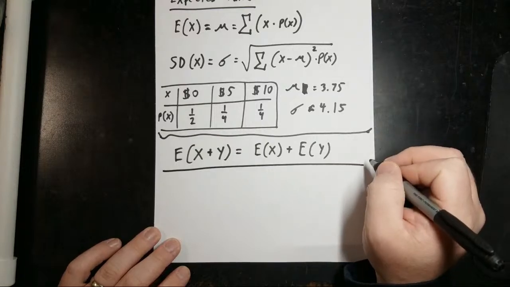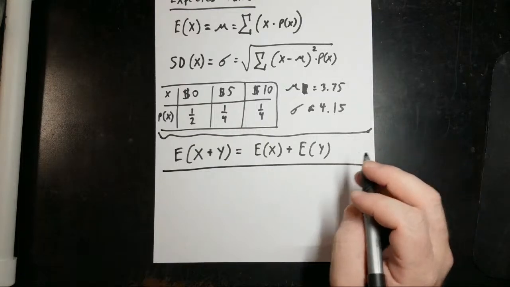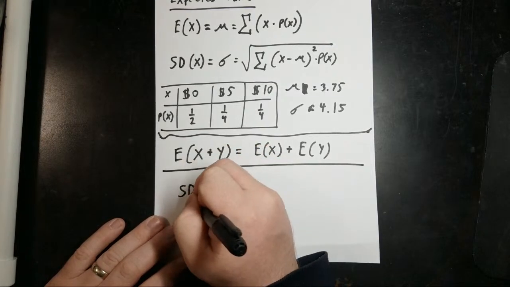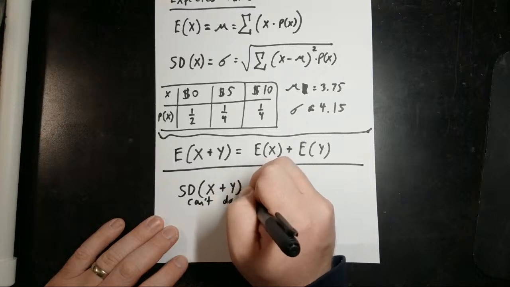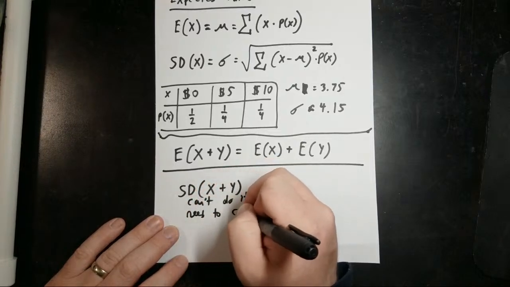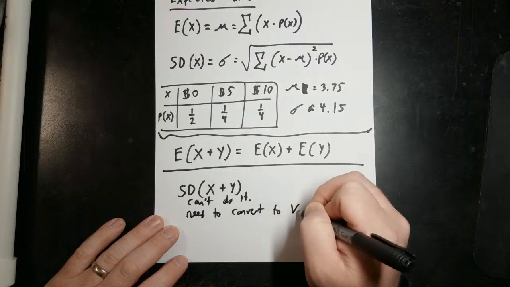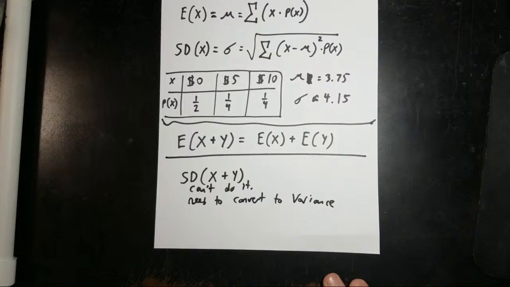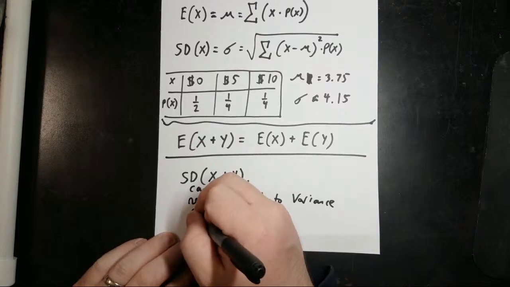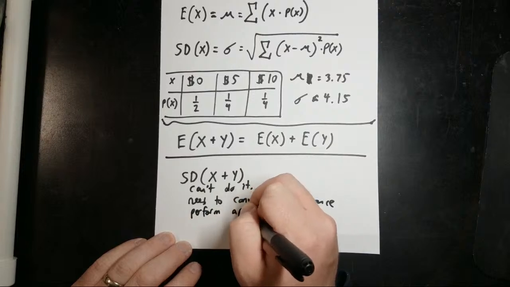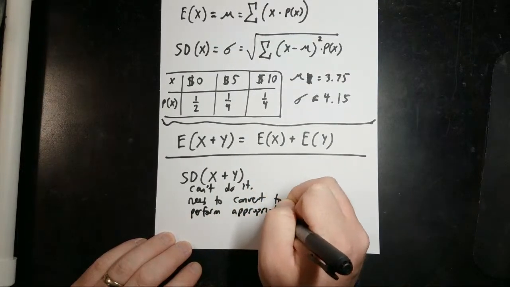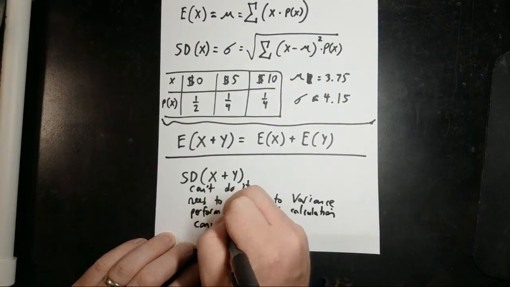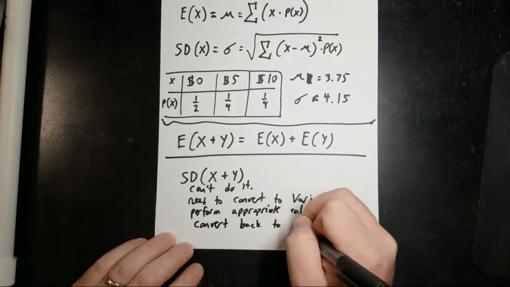But with standard deviation, if you were to combine two random variables with standard deviation, you can't do it. You need to convert to variance. That's the thing we talked about earlier. Then perform the appropriate calculation, and then convert back to standard deviation.